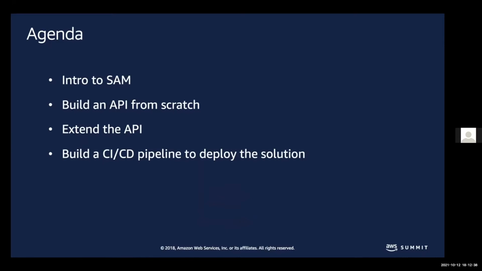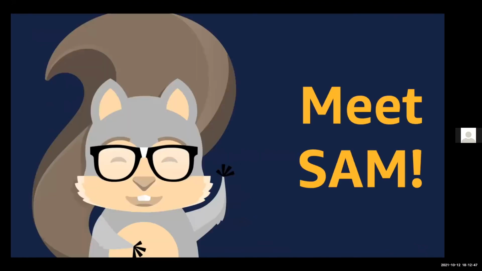So first of all, intro to SAM: what AWS SAM is. Then we'll build a REST API from scratch using AWS SAM. We'll extend that API to make it a little bit more helpful rather than just a vanilla API. And we'll quickly build a CI/CD pipeline using AWS SAM, which is a fairly new preview feature. Without further ado, let's jump in.